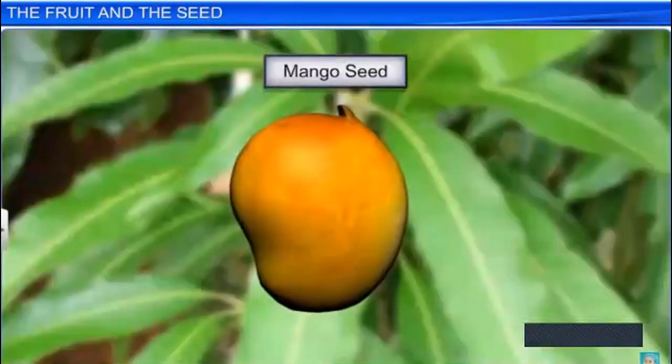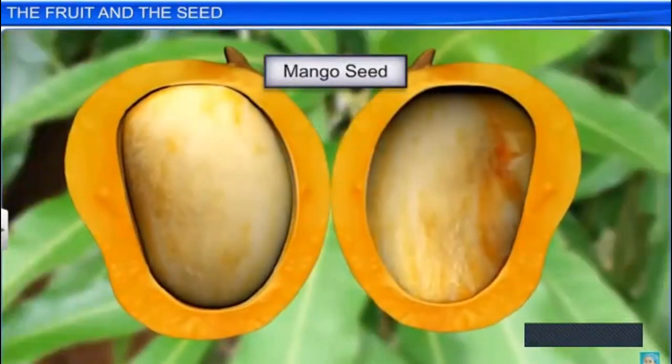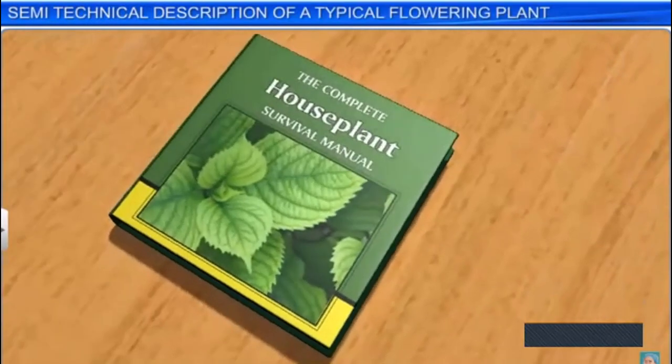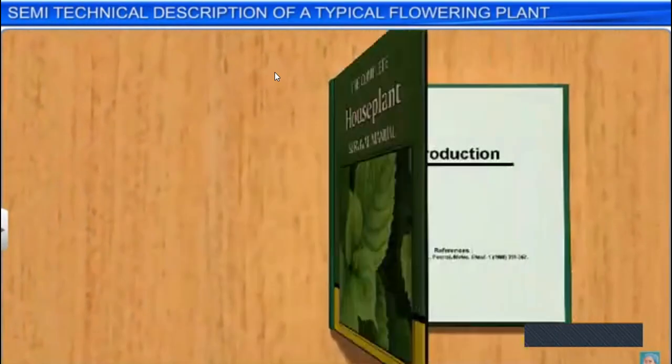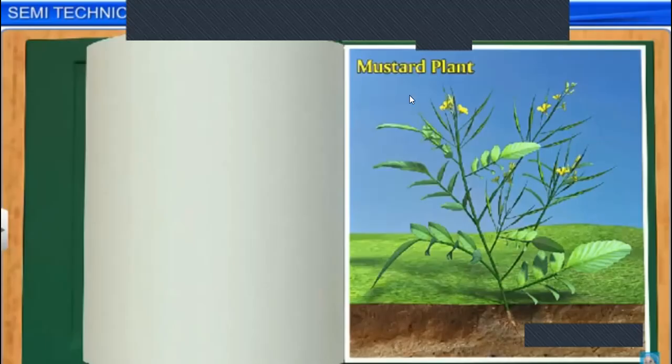Thus, seeds are formed from the ovules and help in reproduction, while a fruit is formed from the ovary and is the characteristic feature of flowering plants. Technical descriptions of plants are very useful in the study of floral morphology and help taxonomists in the easy identification and classification of plants.